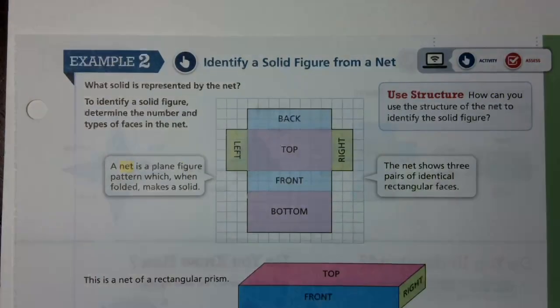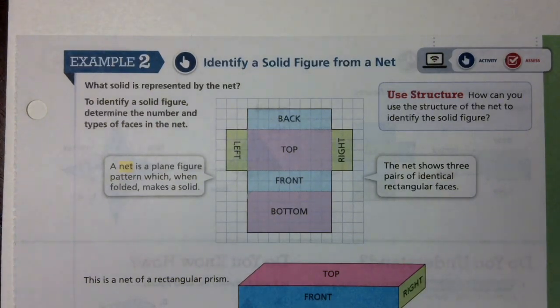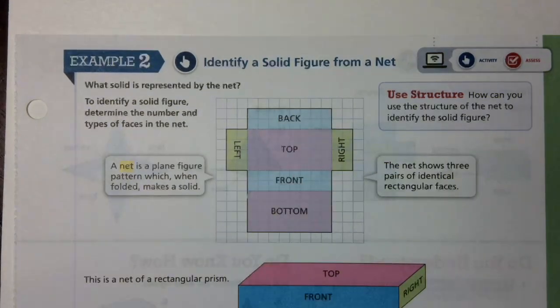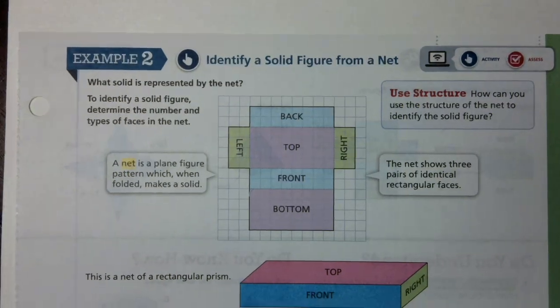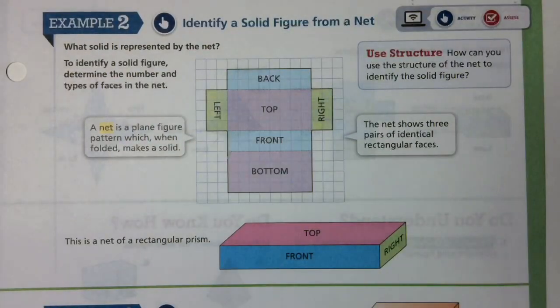Okay, so to identify a solid figure, determine the number of types of faces in the net. Well, look what they used, same words I use. We have a top and a bottom that are the same size. We have a front and a back that are the same size, and a left and a right that are the same size. So when we fold this up, it's going to be a box. Is it going to be a square box or a rectangular box? Well, if the top and the bottom are rectangles, it's going to be a rectangular prism because it's going to look the same all the way down.